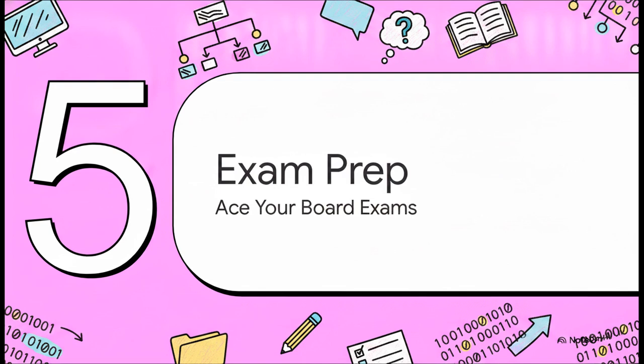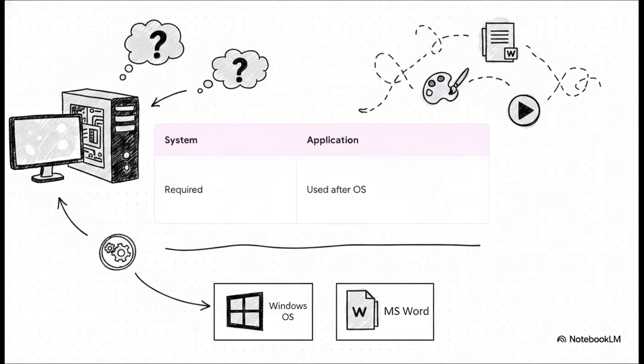All right, let's wrap this up with Section 5, ace your board exams. Questions asking you to differentiate between software types are incredibly common, especially for those 3 mark spots. If you're asked to compare system and application software, focus heavily on the dependency. System software is absolutely required for the computer to operate at all. Application software, however, can only be used after the OS is installed. And always include a clear example for each, like Windows for system and MS Word for application.